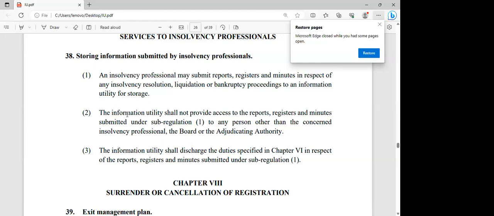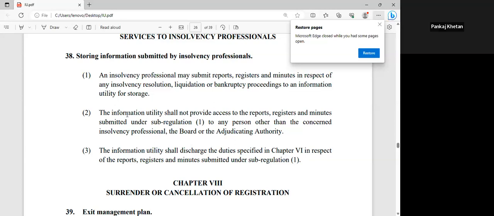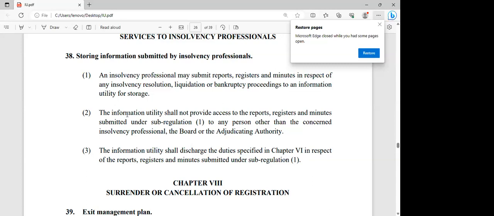Now anyhow, as per amended CIRP regulation 39, you have to store in electronic form for 8 years, which can be stored with us. We do provide storage services and many IPs are already using it. But it's not mandatory. It's not mandatory to store with us.